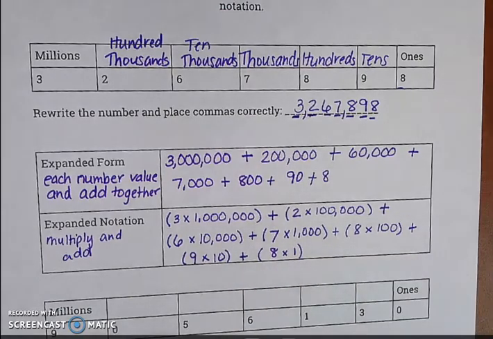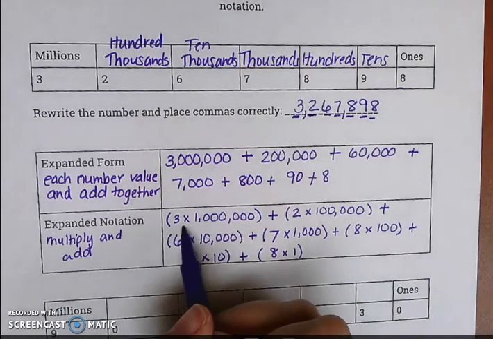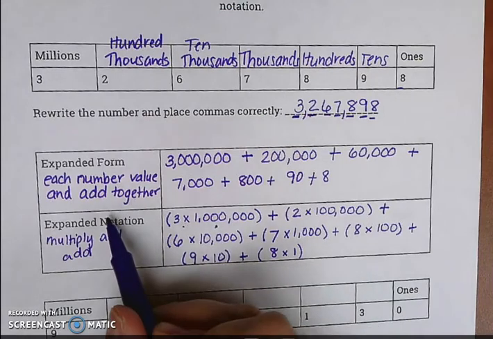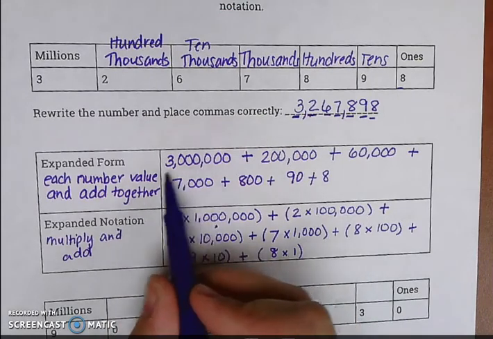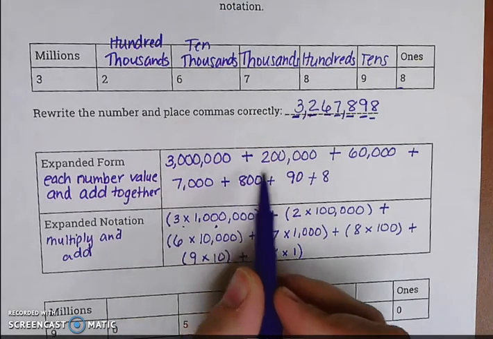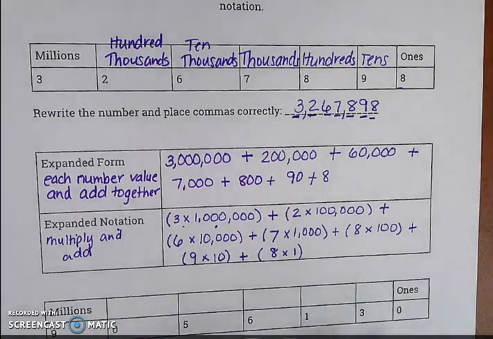So they're very similar except for the fact that we're multiplying by the place value in expanded notation, and we are just writing the value of each number in expanded form. So let's look at the next one.